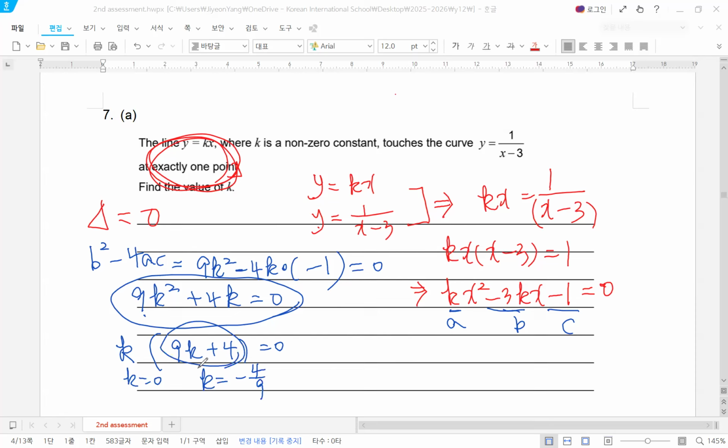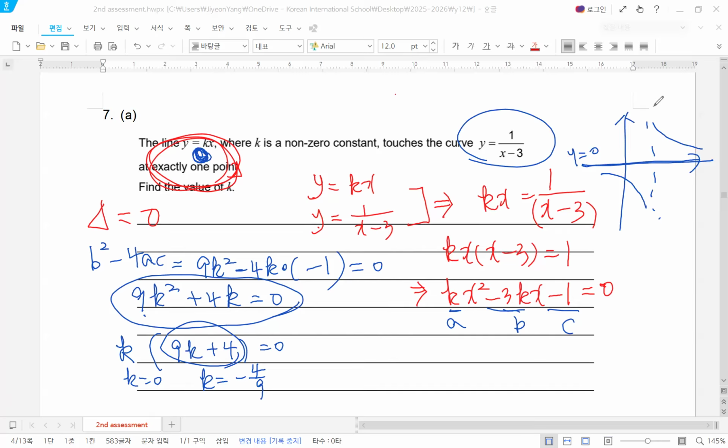You understand? But this graph, you can draw this graph in this way, which y equals 0 is its asymptote. If k equals 0, it's the x-axis, so it doesn't touch this graph at all. Therefore, you can rule out k equals 0. k equals negative 4 over 9. But at this moment, you may not know whether you should rule out this value or not. And then please see the next question.